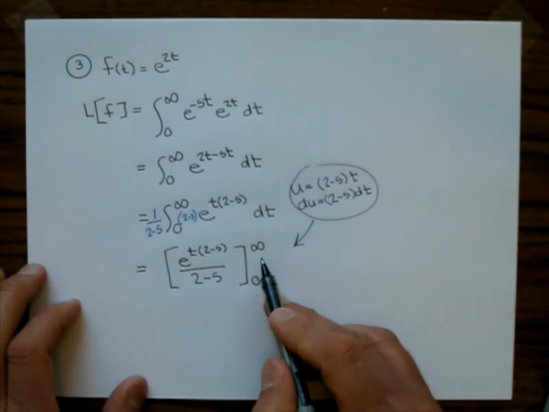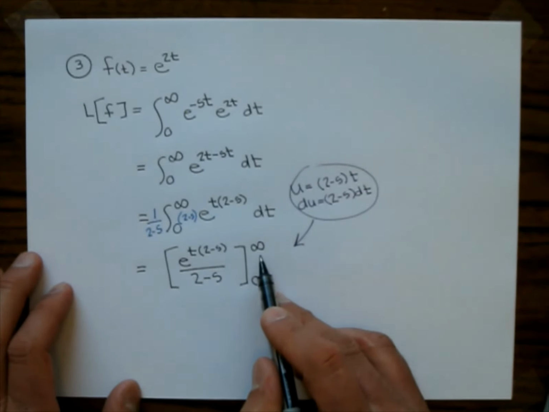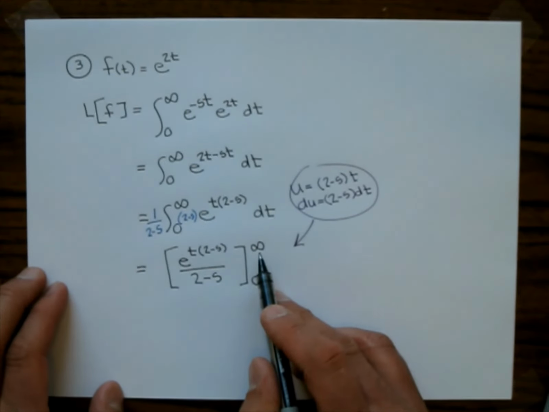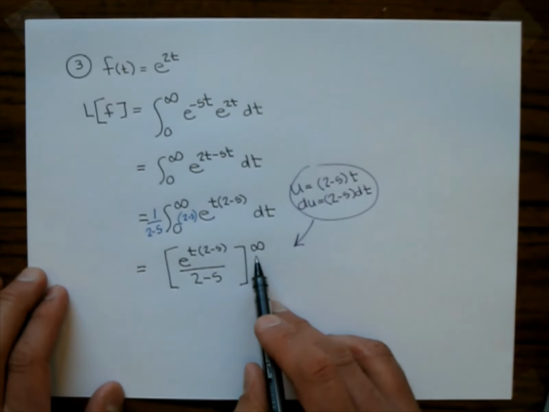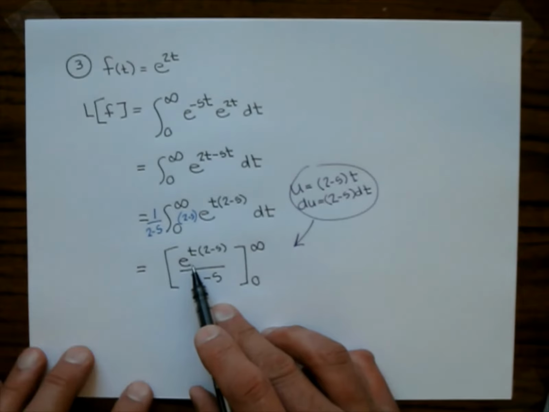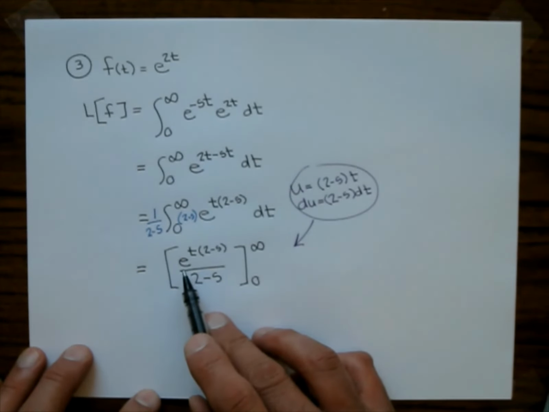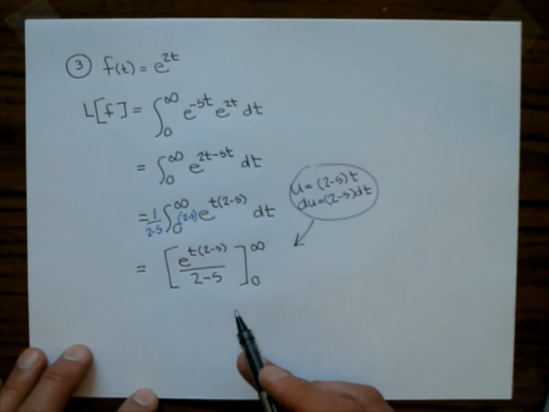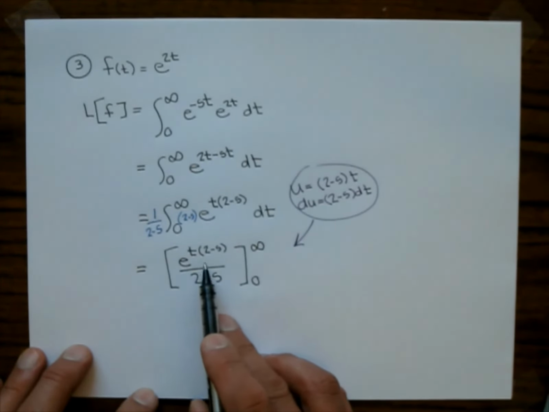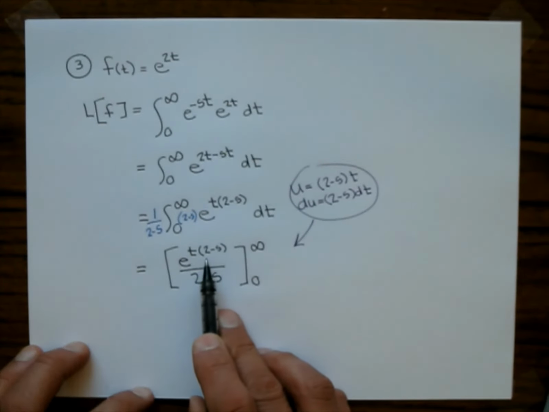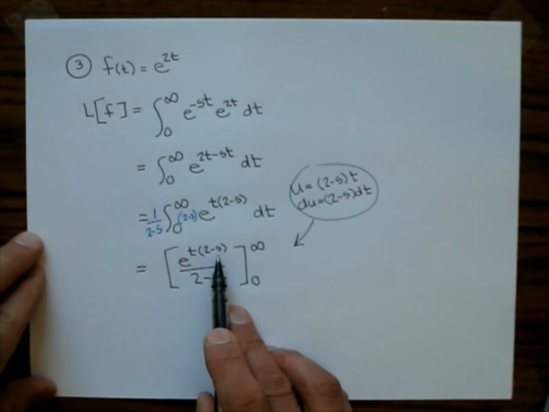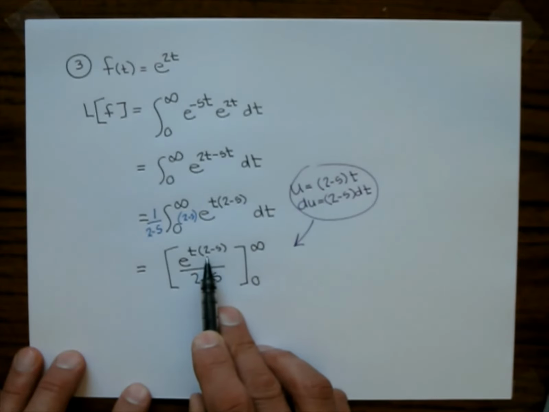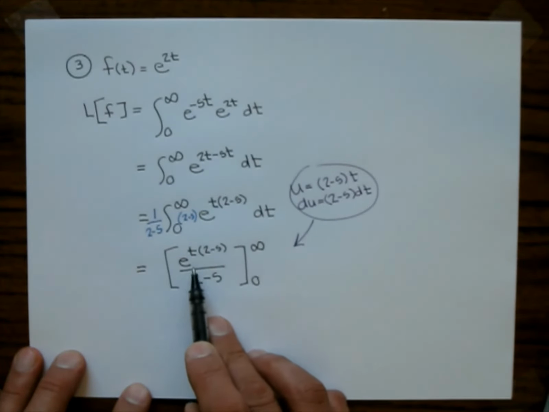Okay, so let's go ahead and plug infinity in. What are we plugging infinity in for? We are plugging infinity in for t. So at first glance, this looks like it's going to be e to the infinity, which is infinity, over a constant, which is infinity. We don't want that to happen. But look at this. It's all going to depend on what 2 minus s is. If 2 minus s is a positive number, then this thing's going to diverge. It's going to be infinity.